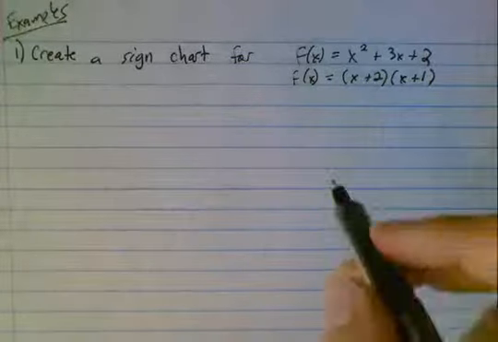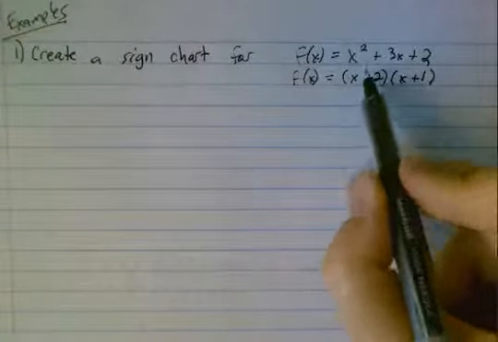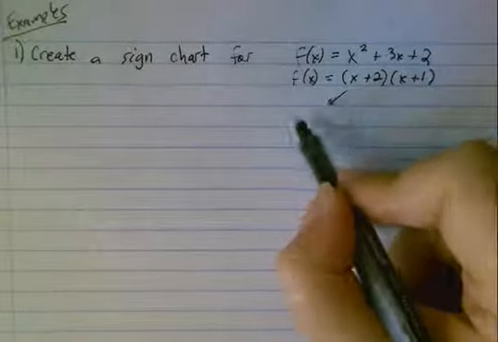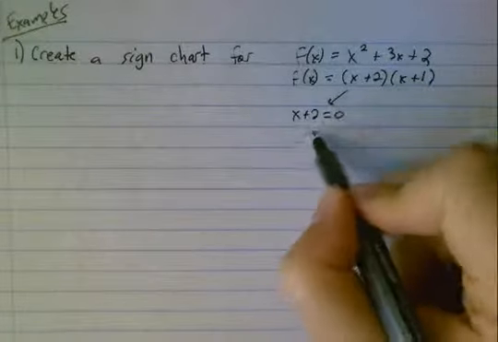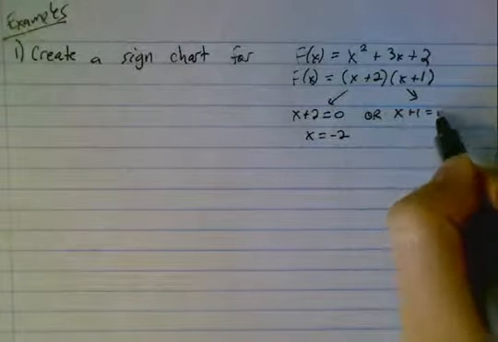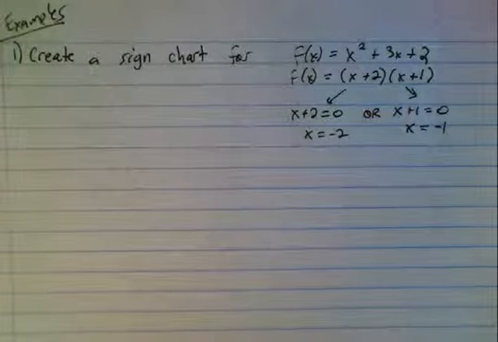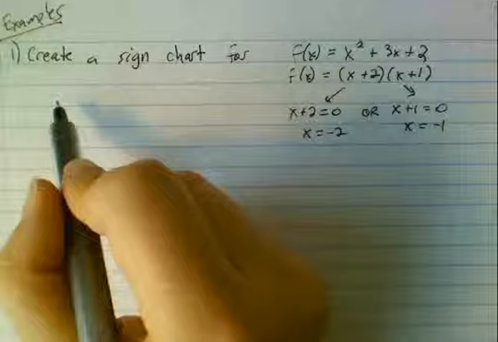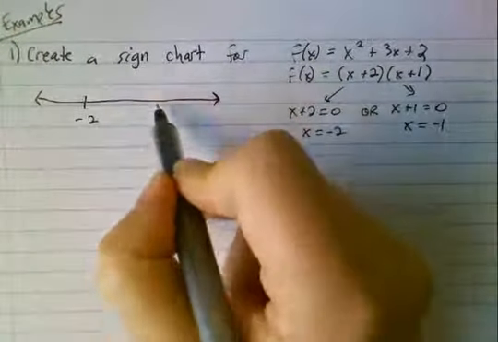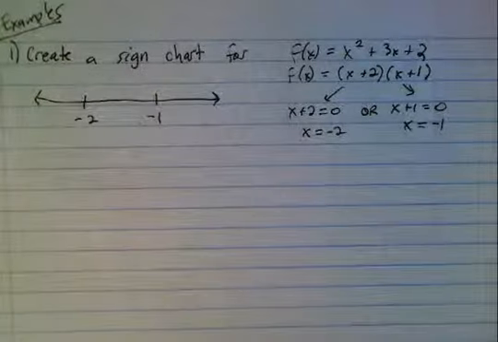Now what we're going to do is we're going to find the zeros. So remember that anything times 0 is 0. So if this whole factor equals 0 or this whole factor equals 0, then the whole thing equals 0. So there are two zeros. And now we want to mark them on the sign chart. Make sure you do them from left to right, just as if it were a number line.